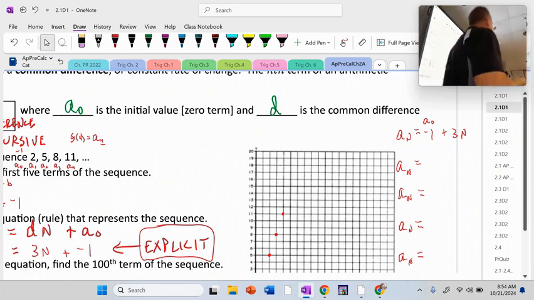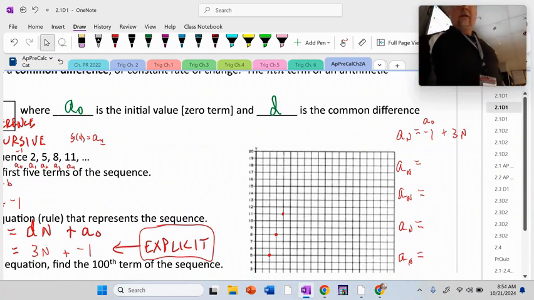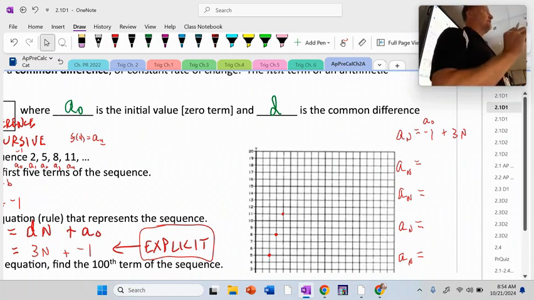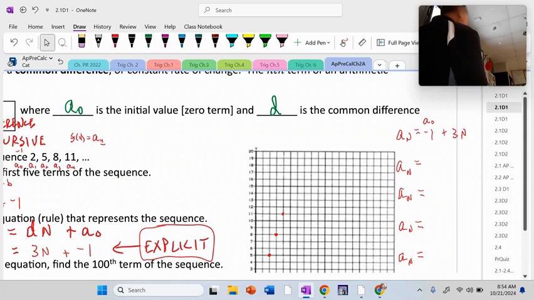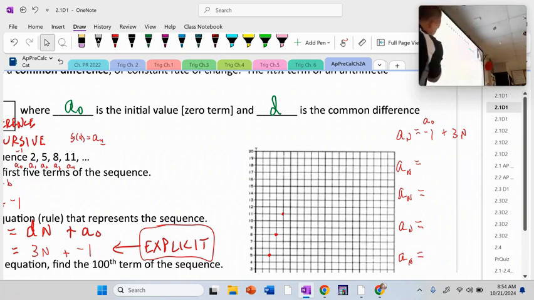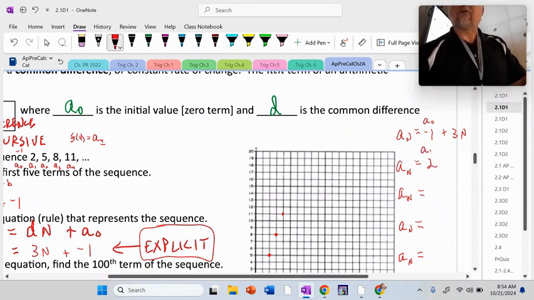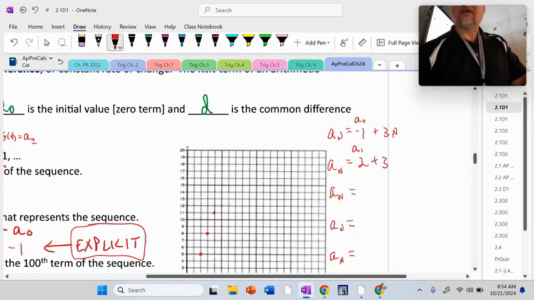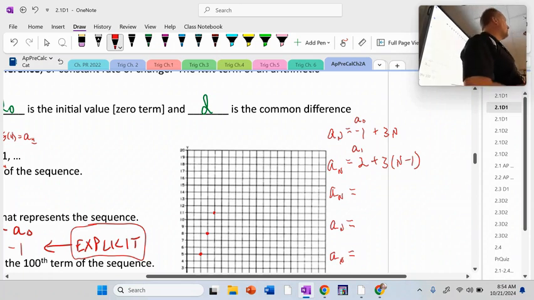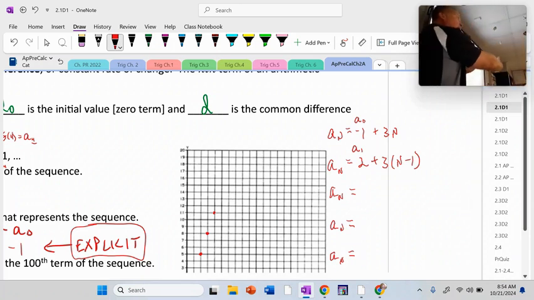Simple enough, right? But you know what? You can write 4 more functions for this. And there just happens to be 4 more terms. This one is written in terms of a sub 0. Now let's write it in terms of a sub 1. I'm starting with the first term, which is 1 away from the 0 term. So I'm 1 common difference off from the beginning.